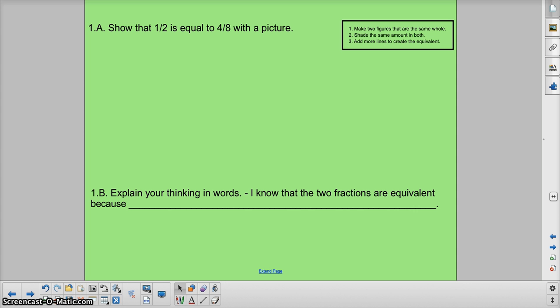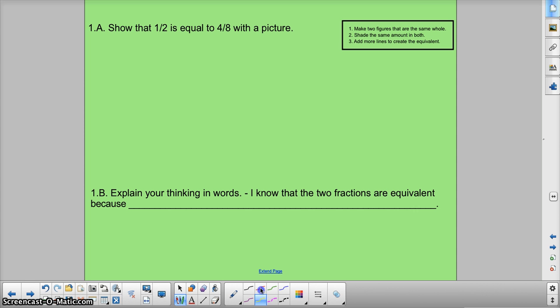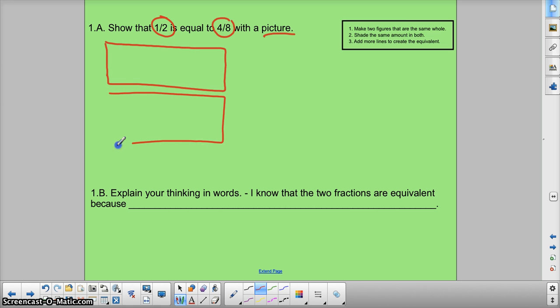Okay, so let's go ahead and look at number one. First thing, look at what your fractions are. We're going to show that 1/2 is equal to 4/8 with a picture. First thing, draw two pictures that are the same size. Now let's make both of these equal the original fraction. So we'll split them both into halves, and we're going to shade 1/2 in both of them.